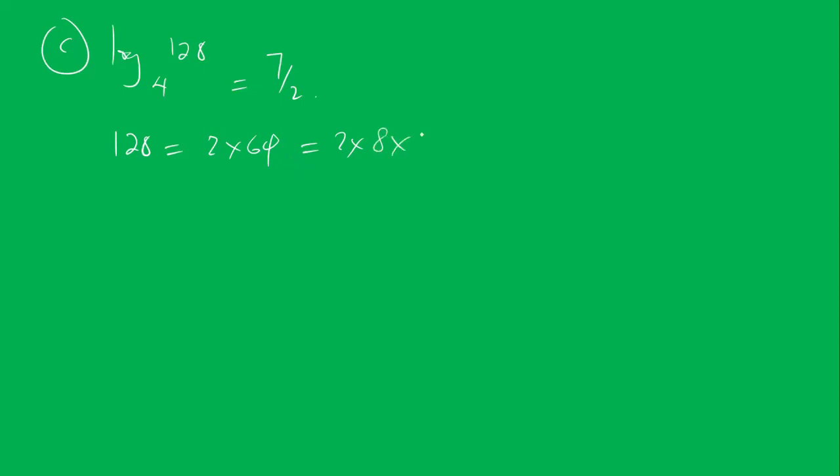So now when you look at the c, which is log 128 base 4, I can just know the answer straight on. This is 7 all over 2. So now let's do it. 7 all over 2. See now, you have 128. 128 is the same thing as 2 times 64. And 2 times 64 is the same thing as 2 times 8 times 8.